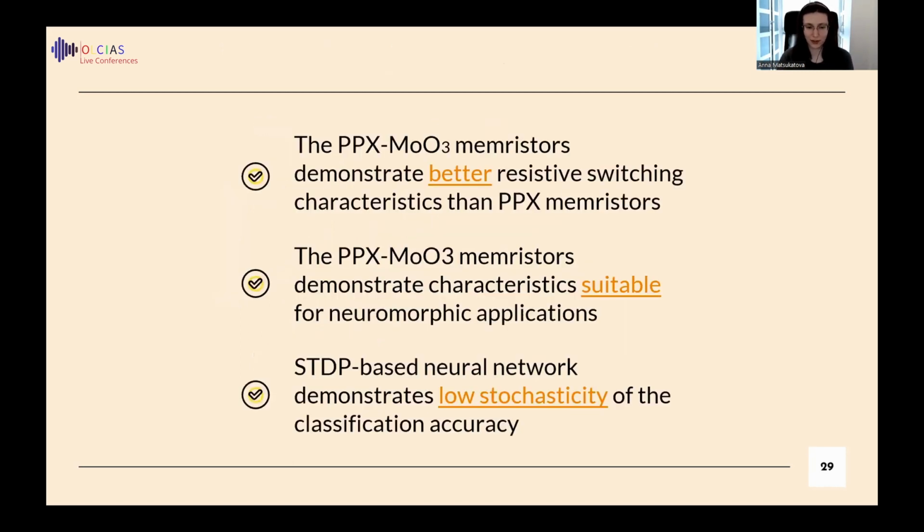To conclude my talk, three main ideas were discussed. First, the nanocomposite memristors demonstrate better resistive switching characteristics than pristine parylene memristors. Also, we demonstrated that these nanocomposite memristors have characteristics which are suitable for neuromorphic applications, to make a neural network based on these memristors in the role of synapses. And we showed that the STDP-based neural network demonstrates low stochasticity, even lower than the formal one, for the classification accuracy of number patterns.